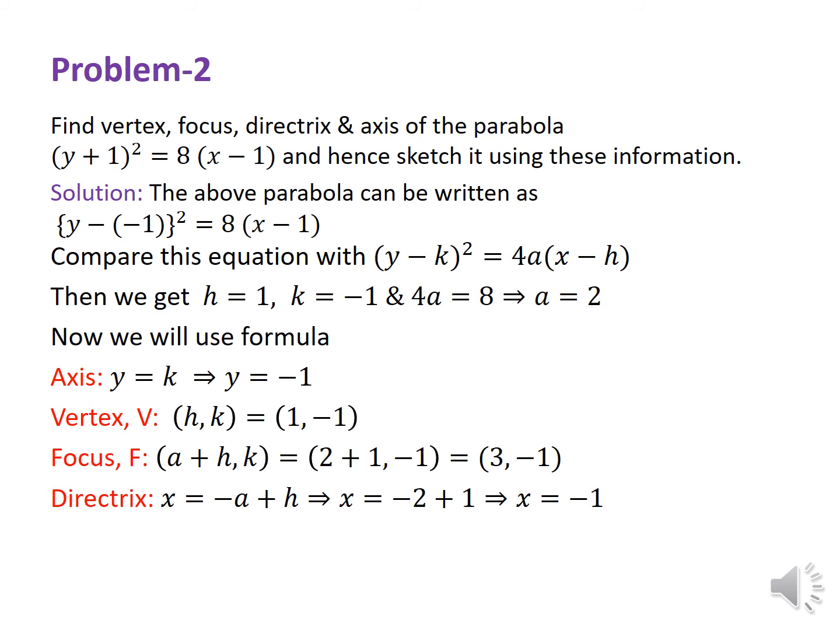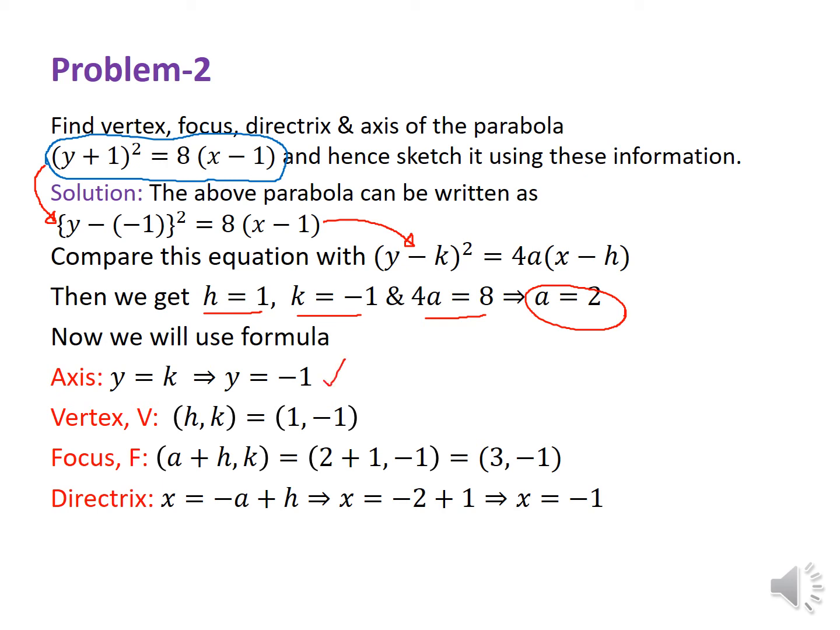Now we have another problem. In this problem the equation of the parabola is y plus 1 whole square is equal to 8 into x minus 1. From here we can write, actually, y minus negative 1 whole square is equal to 8 into x minus 1, and we can compare this equation with the standard equation of the parabola, y minus k whole square is equal to 4a into x minus h. After the comparison we will get h is equal to 1, k is equal to negative 1, and 4a is equal to 8, which gives a is equal to 2.